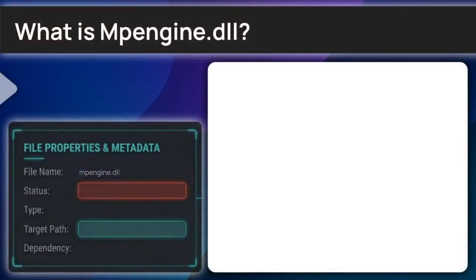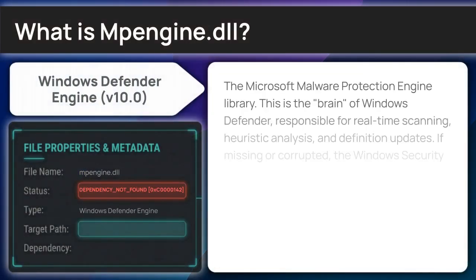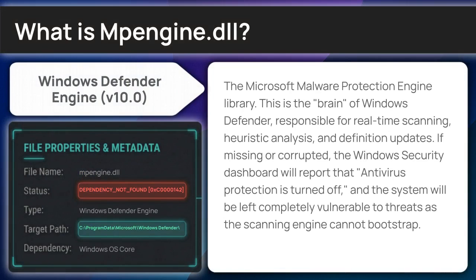This is the Mpengine, the Microsoft Malware Protection Engine library. This is the brain of Windows Defender, responsible for real-time scanning, heuristic analysis, and definition updates. If missing or corrupted, the Windows Security Dashboard will report that antivirus protection is turned off, and the system will be left completely vulnerable to threats as the scanning engine cannot bootstrap.